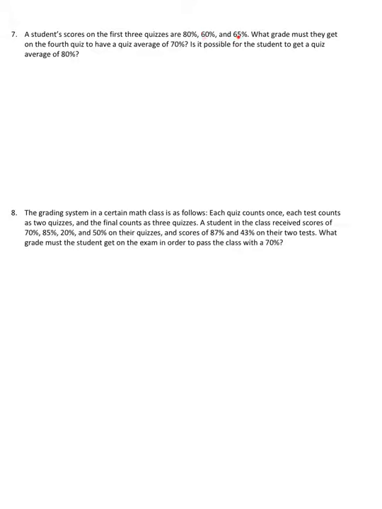So they have a 4th quiz that's coming up. What grade must they get on this 4th quiz in order to have a quiz average of 70? And then after that, is it possible for the student to get an average of an 80? To understand this, you have to know what it means to average something. If you averaged these 3 quizzes, that means you would add them up and divide by 3, and whatever that number is would be the average.